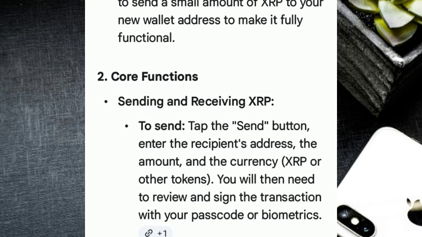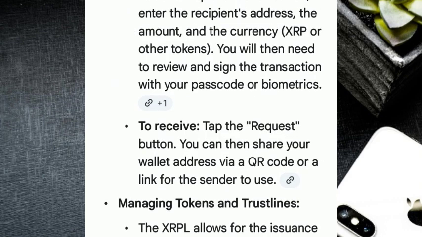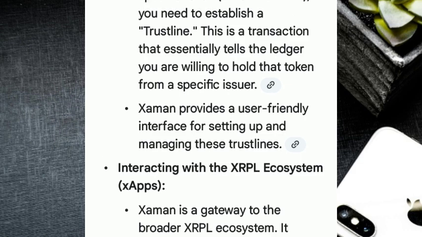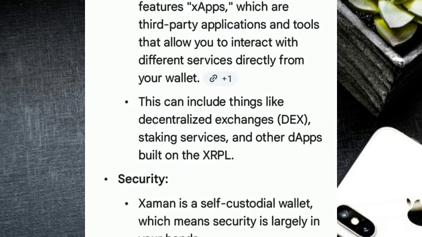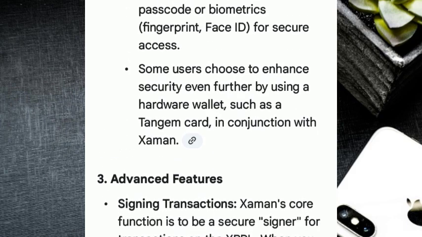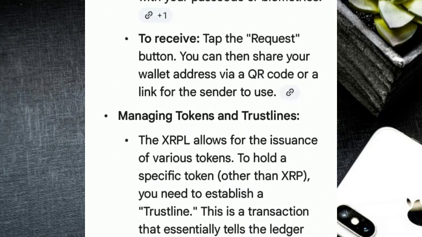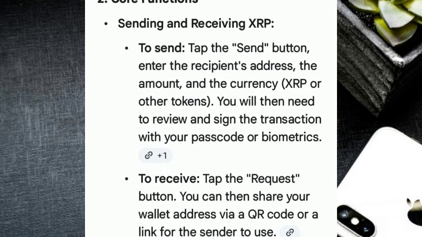Now, the core functions of Xaman wallet are sending and receiving XRP, managing tokens and trust lines, interacting with the XRPL ecosystem, and security. These are the core features. Now let's start with sending and receiving XRP.